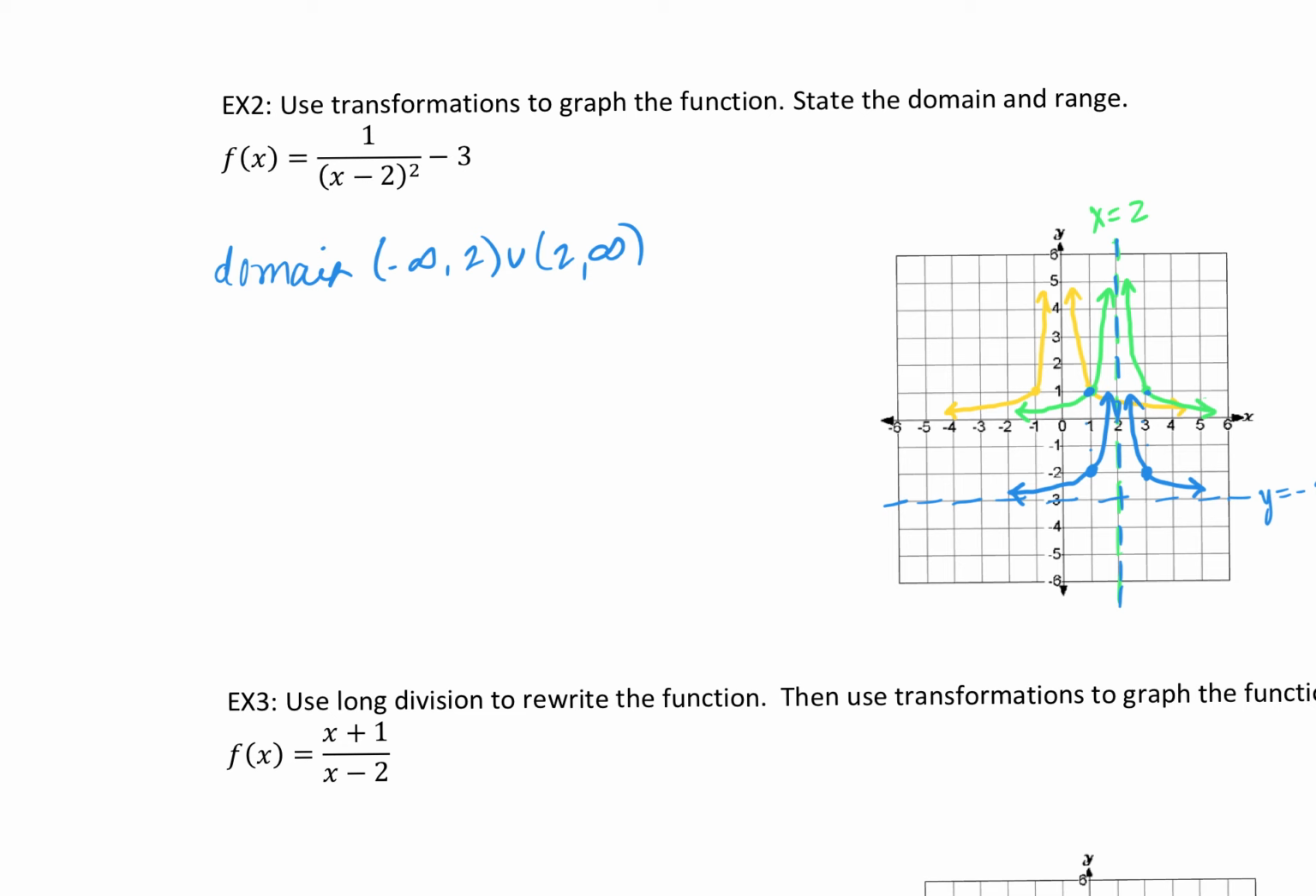So again, we shifted vertical asymptote, domain changed. But we also shifted our horizontal asymptote down to y equal to negative 3. So now if you look at the graph, all the y values are greater than negative 3. That changed our range to negative 3 to positive infinity.